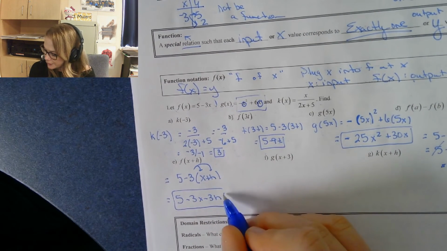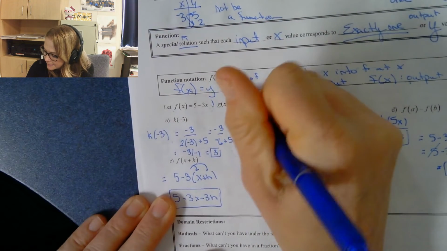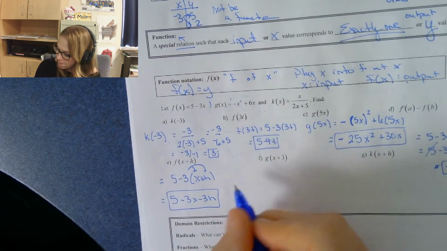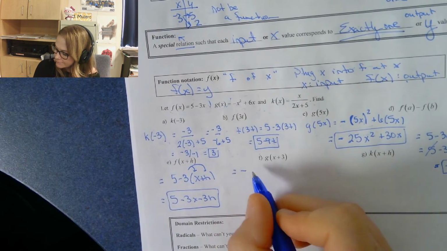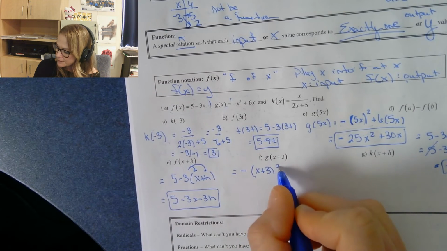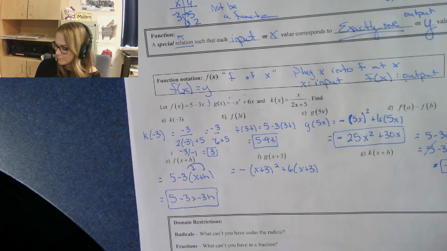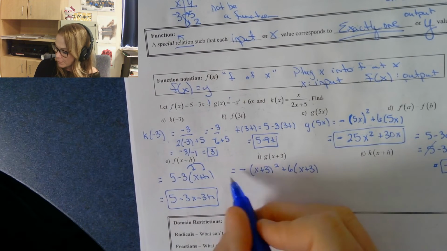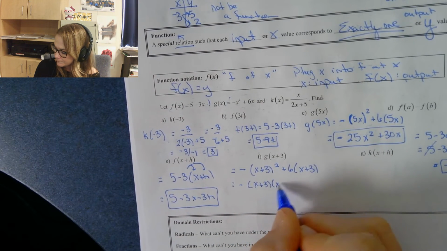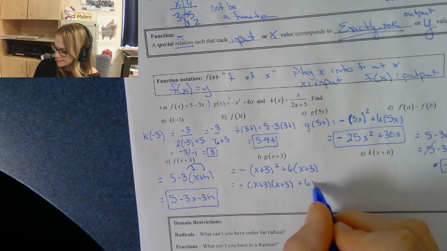Okay, g at x plus 3. Let's erase so I can see what's going on here. Okay, so negative x. Now, instead of x, we'll do x plus 3, quantity squared. Won't forget about my 6 this time. 6 times x plus 3. All right. We're going to have to FOIL. Okay. And this will just be plus 6x plus 18.